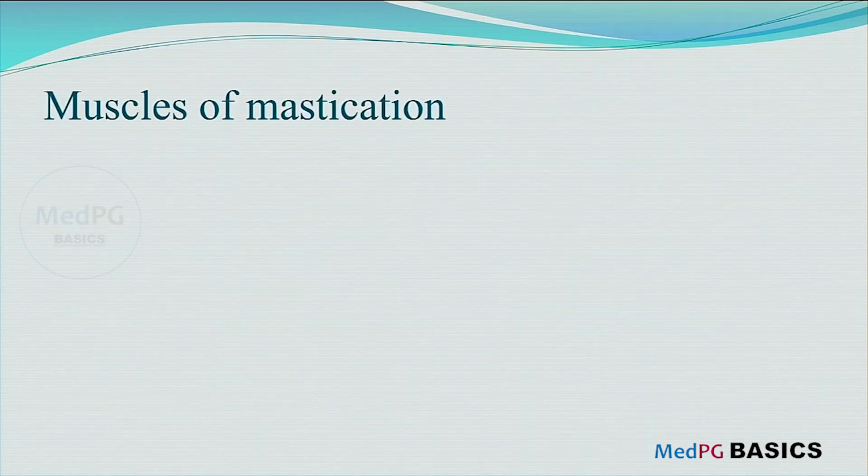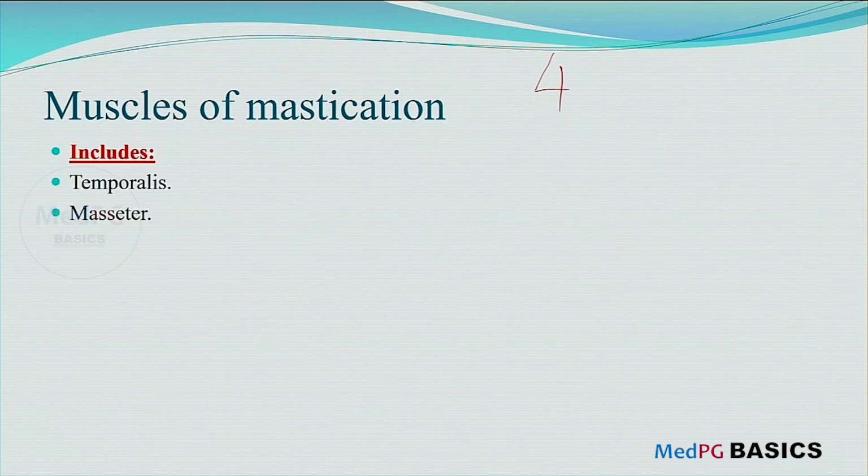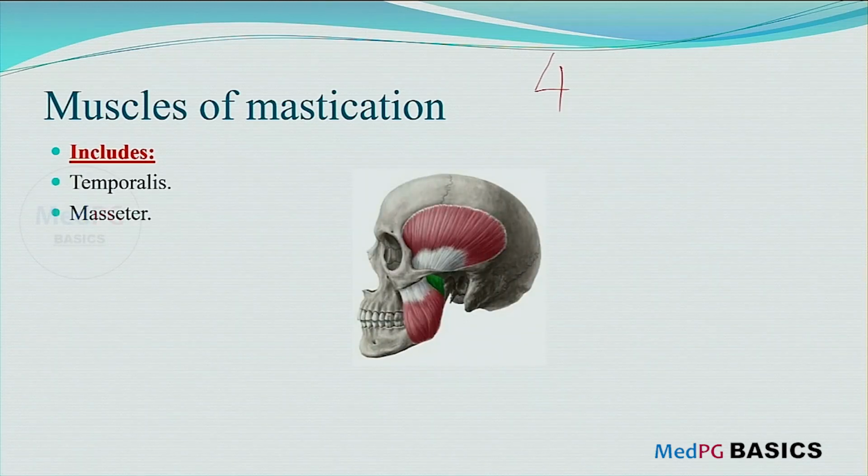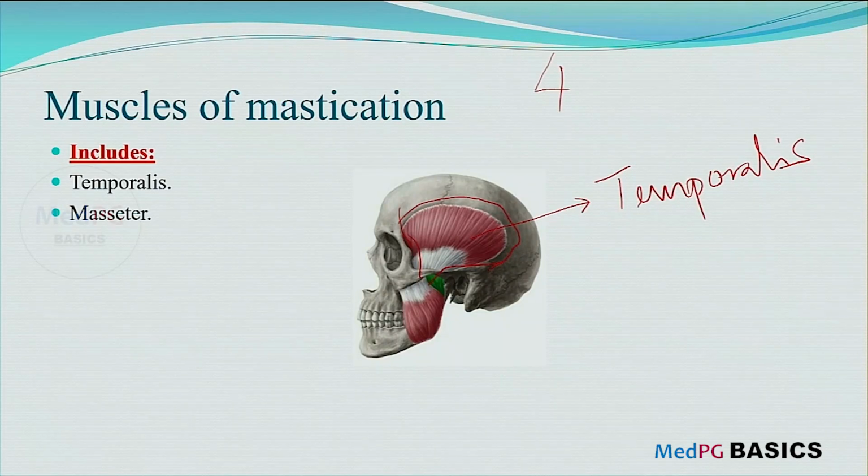Going on to the names of the muscles of mastication, there are mainly four different muscles, the first being the temporalis muscle. As you can see here, this is the temporalis muscle, a fan-shaped muscle located in relation to the temporal fossa. It then extends down into the infratemporal fossa. Then you can also see the masseter muscle here.